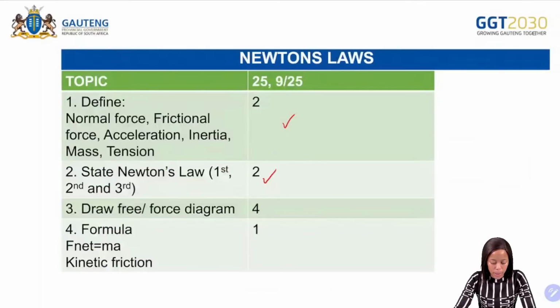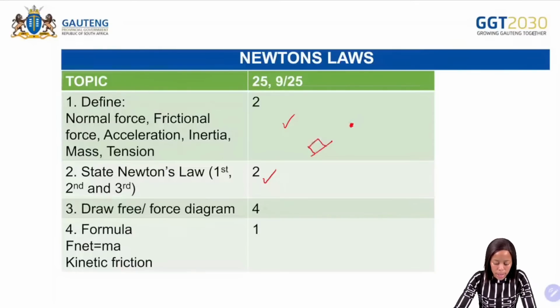So again, that will be another 2 marks there. Then next, you need to know or differentiate as well how to draw a free body diagram and a force diagram. So remember, with a force diagram, you are going to represent your object using a box, and with the free body diagram, you are going to represent the object using a dot.